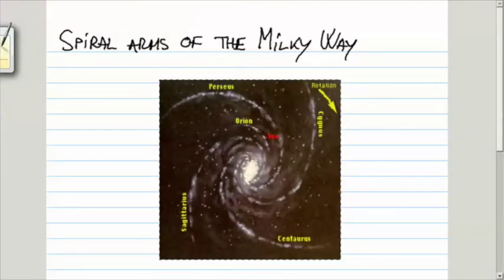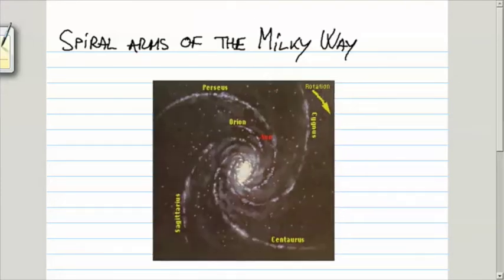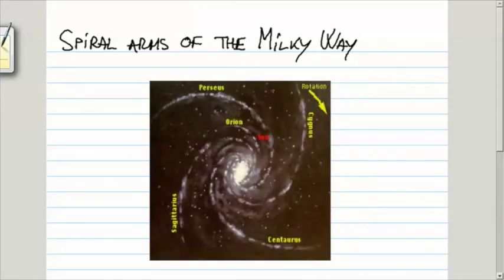So this is how our galaxy should look to an observer viewing it from above the disk. We know that these spiral arms exist because they are outlined by associations and open clusters of very hot and luminous stars. They are blue, and we learned that such stars outline the arms in other spiral galaxies.